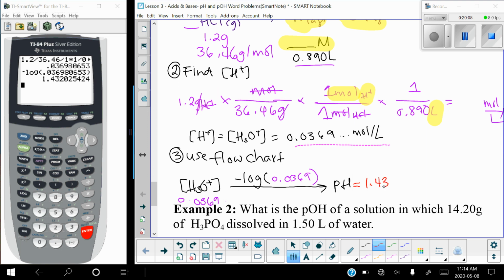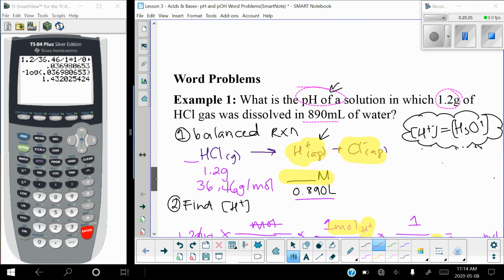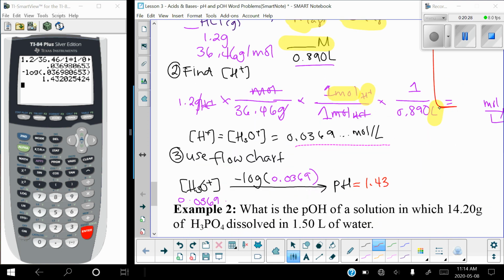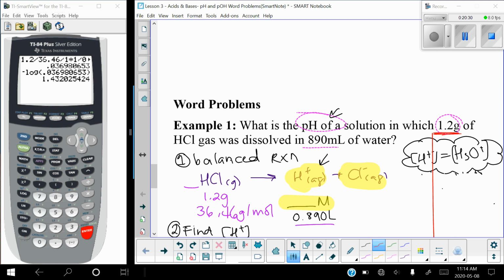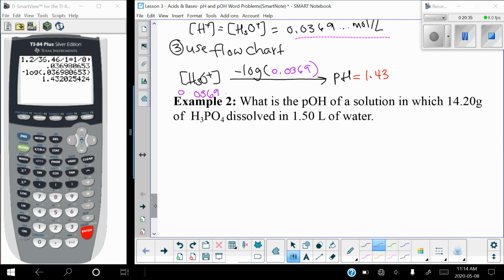Now, I cannot stress enough, if you mid-round, it is going to affect your answer quite a bit. So make sure you are selecting your full previous answer and inputting it into your calculator. I am going to round my answer to two significant digits because this guy has two significant digits. So I need two decimal places right there. So my final answer is pH is equal to 1.43.